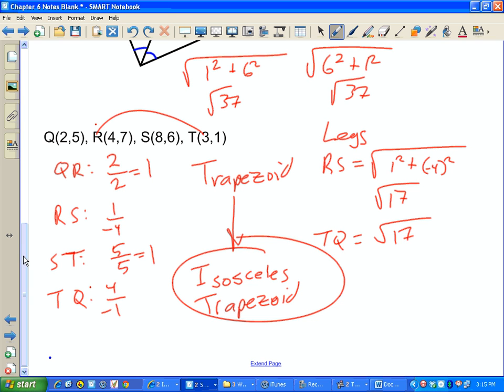So those are things you're going to be doing. This is a big one, using the slope and distance formula, those things that we learned very, very early in the year.